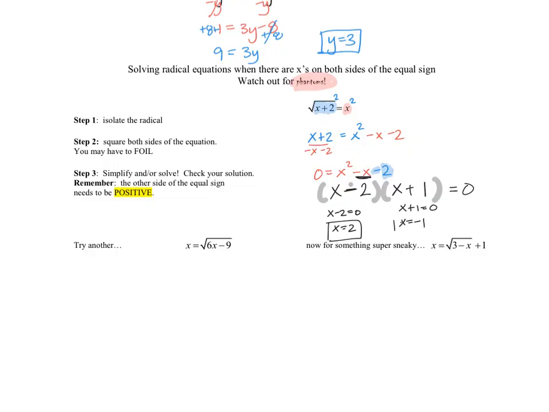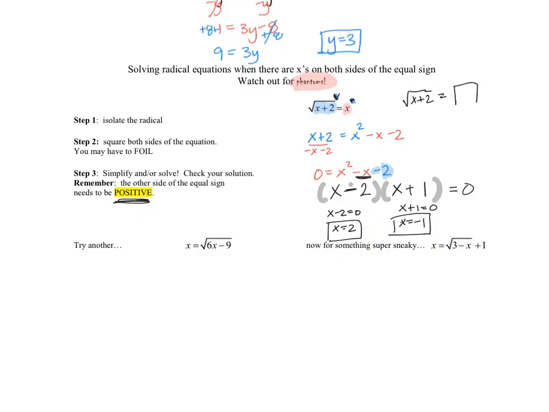Now, both of these are not solutions. So if we go back, remember, the other side of the equal sign needs to be positive. Let's go back to our original equation. I'm going to get rid of these little squares, and we're going to start from scratch. Square root of x plus 2 equals x.